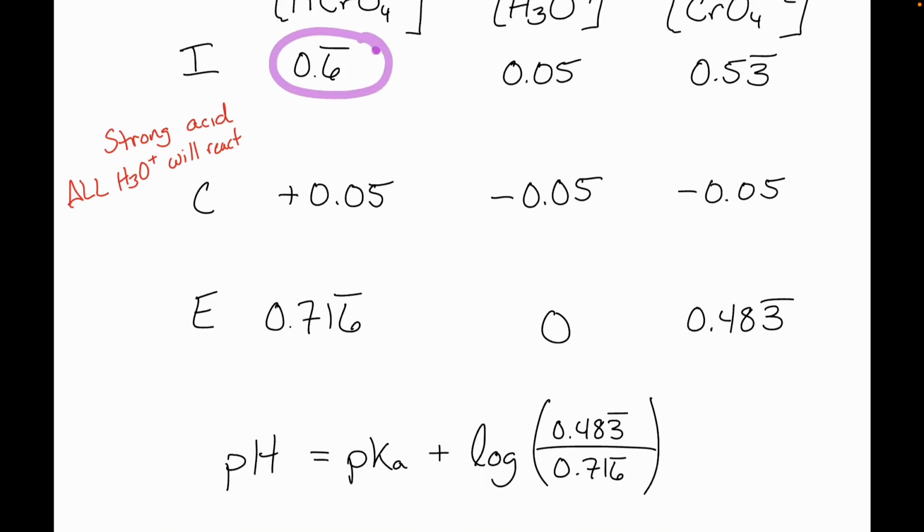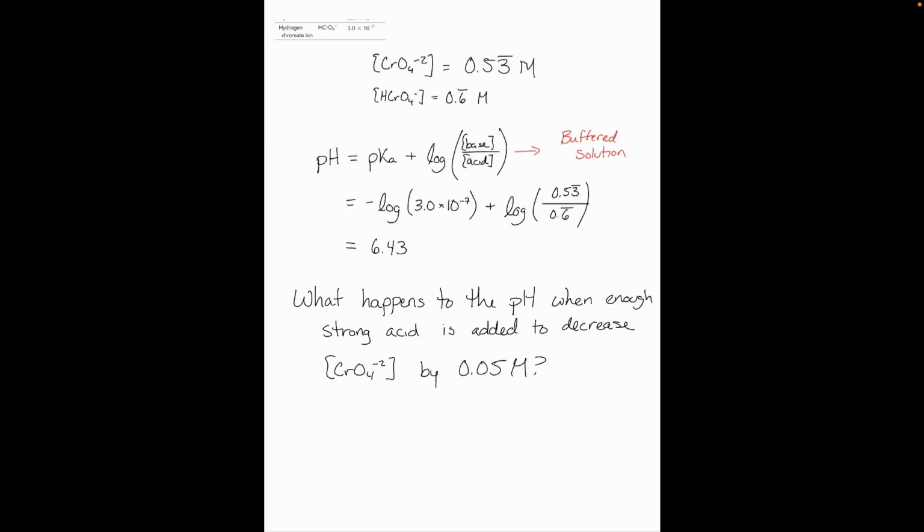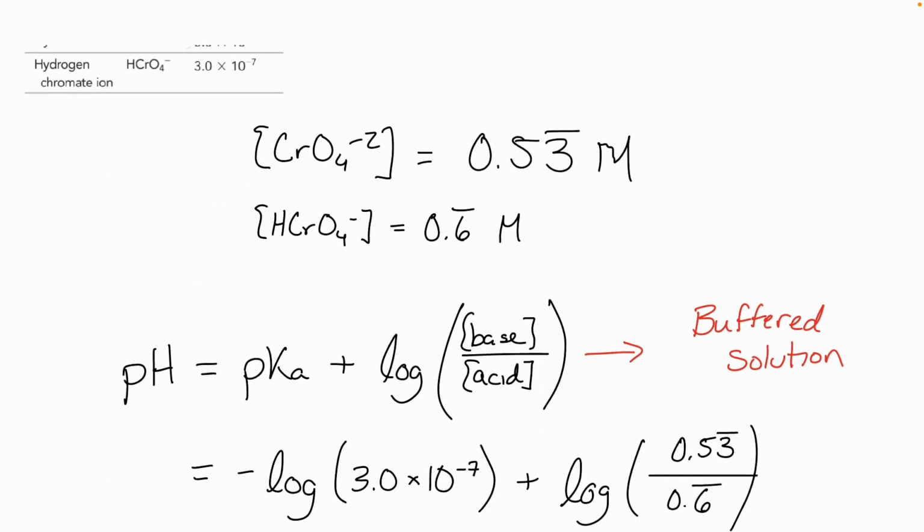Again, I added 0.6 continued with 0.05. Yep, except for this time I was subtracting it, right? Because it was reacting from there. All right, so to finish this off, 3.8? No, 3 times 10 to the negative 7.